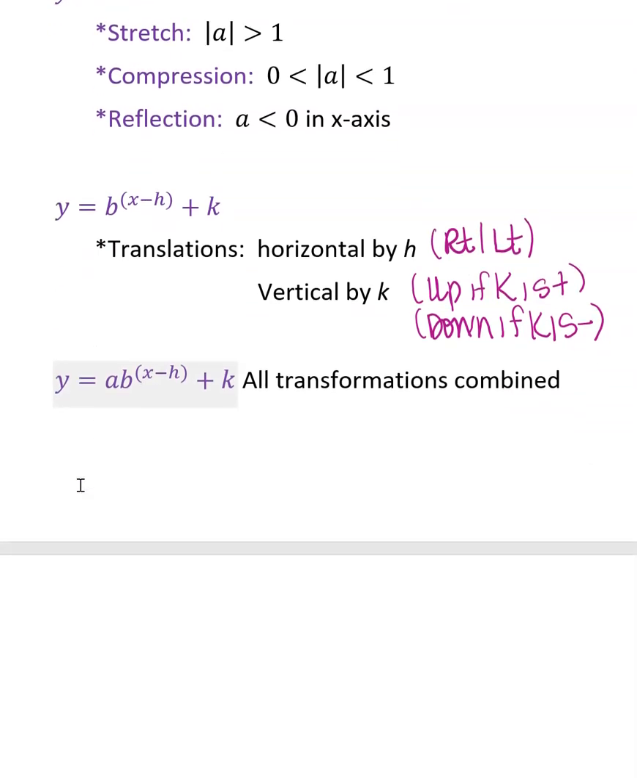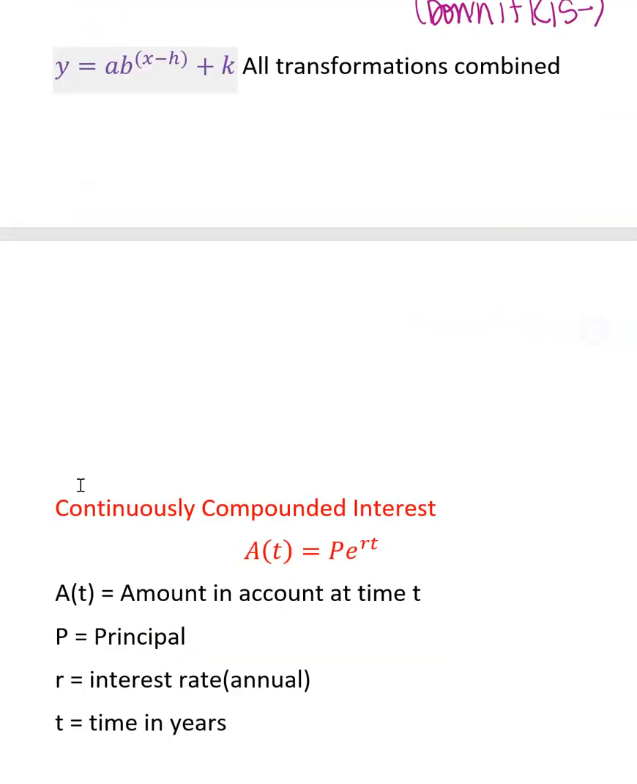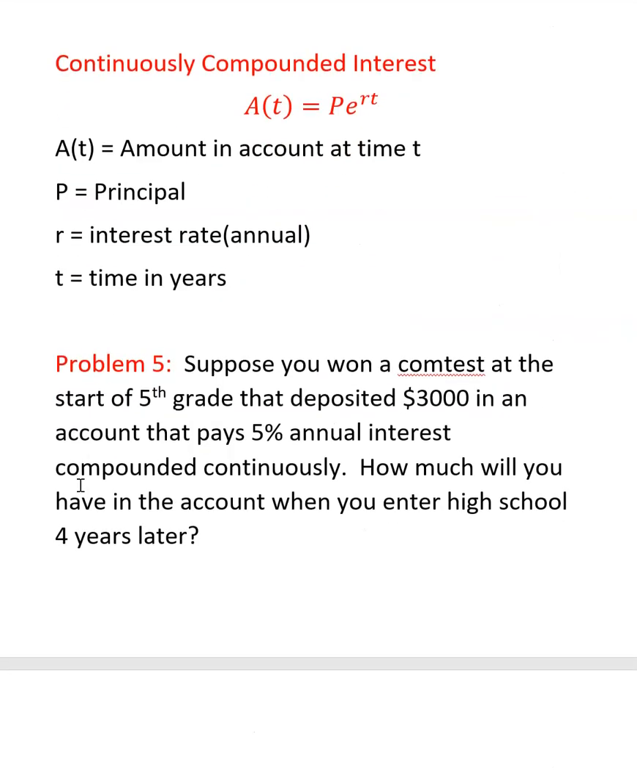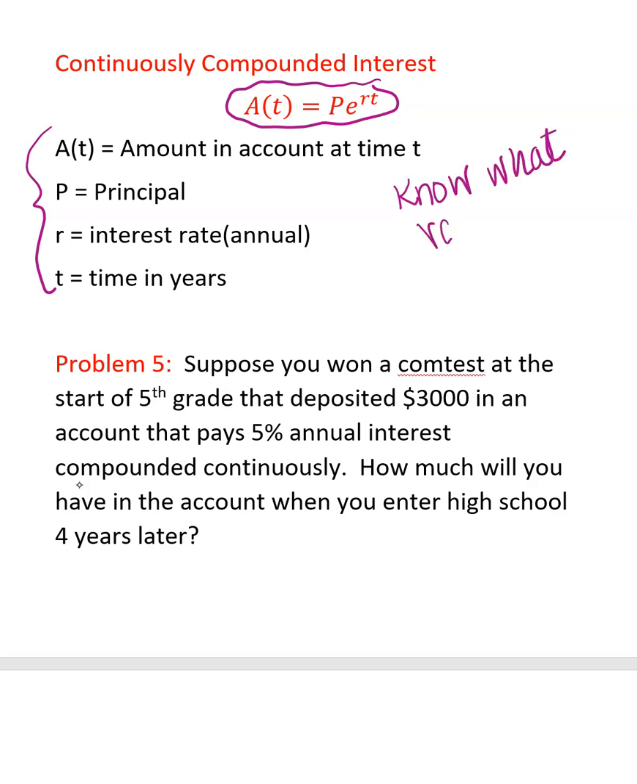Y equals ab to the x minus h plus k if you have all transformations combined together. We do have another formula, and you guys will not have to memorize this one. You'll have the formula. You will have to know what these variables stand for. So when I give this formula to you, I will have A of t equals Pe to the rt. You will have to know what these all mean.